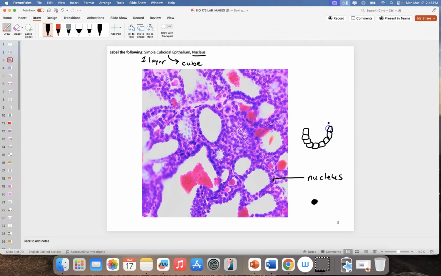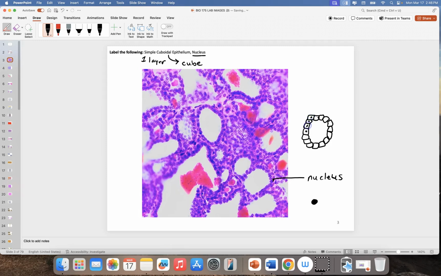What we have then is these plump cube-like cells that are going to be found, in this case, in the thyroid gland. The thyroid gland is one location of simple cuboidal epithelium, and that's what this slide is showing, the histology of the thyroid gland. We also find it in other glands, in ducts, portions of the kidney tubules, and it provides limited protection, secretion, and absorption as its functions.